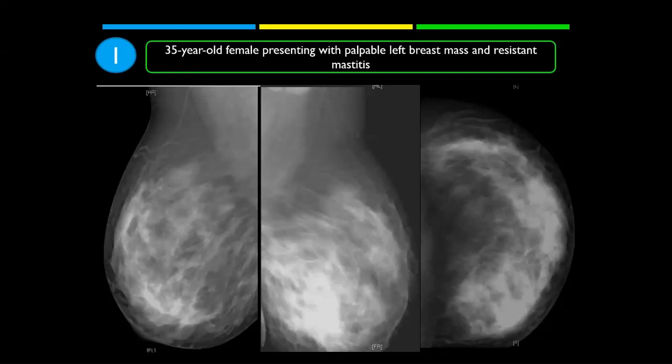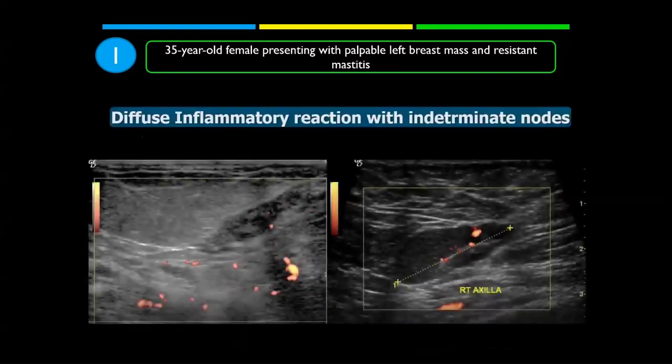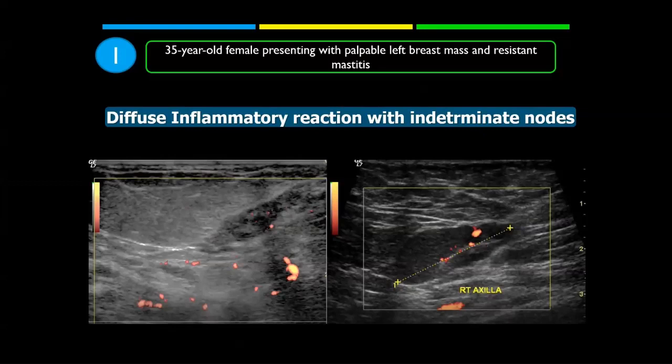The first case is a 35-year-old female presenting with a palpable left breast mass and resistant mastitis. She has a global asymmetry of the left breast, and when she performed an ultrasound examination, there was a diffuse inflammatory reaction with indeterminate axillary lymph nodes showing cortical thickening, but preserving their oblong shape and part of the fatty hilum.